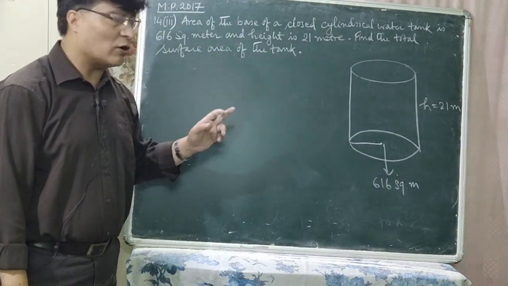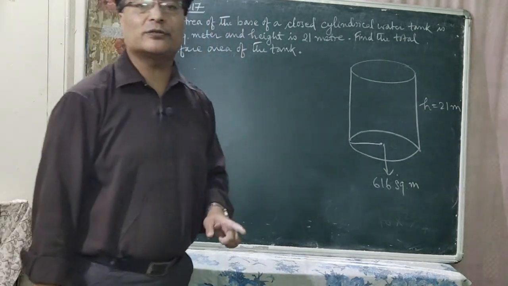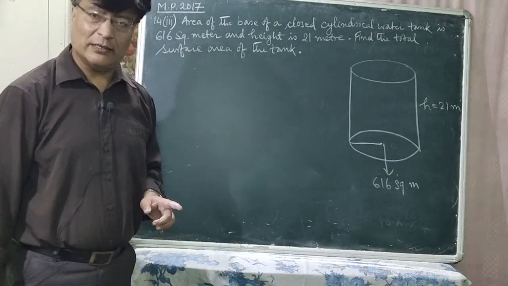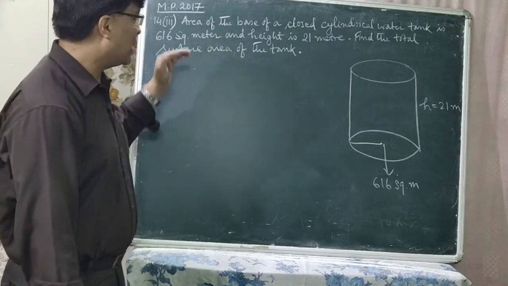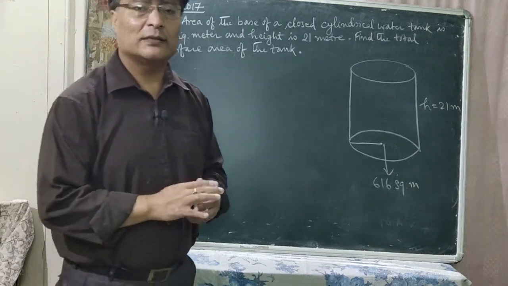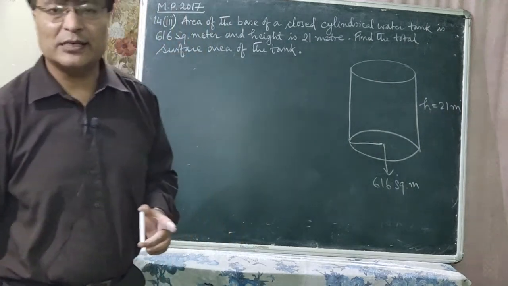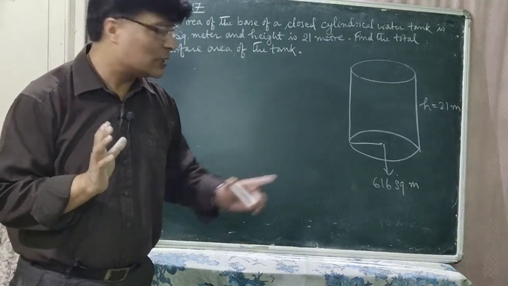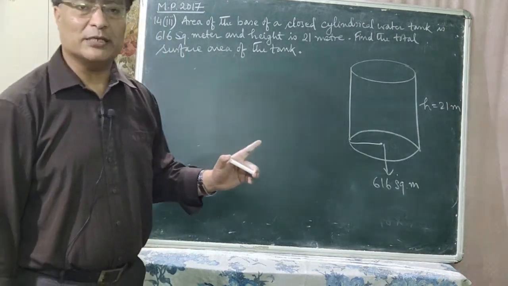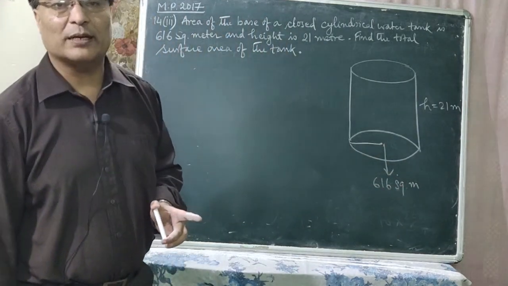Okay? So in order to get the total surface area of the cylinder, you should know the radius of the base of the cylinder. So how can you find out the radius of the base? Now it is given that the area of the base is 616 square meter. As you know that the base is a circle, that means area of the circle is 616 square meter. That is, area of the circular base is equal to 616 square meter.